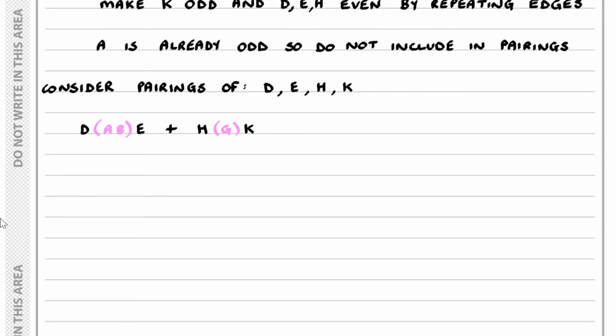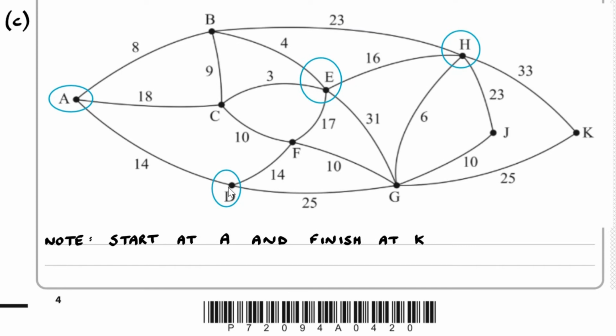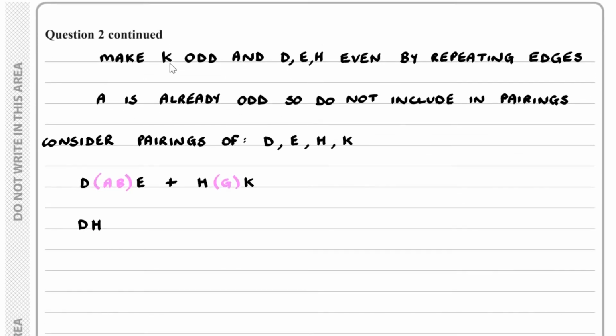That's one possible pairing. Now we could go D to H. For us to go from D to H, we want to start at D and finish at H. The way we could do that is to go to D, then to F, then G, and then H. That's the smallest way. So DH, we can go via FG. And then we've got H.